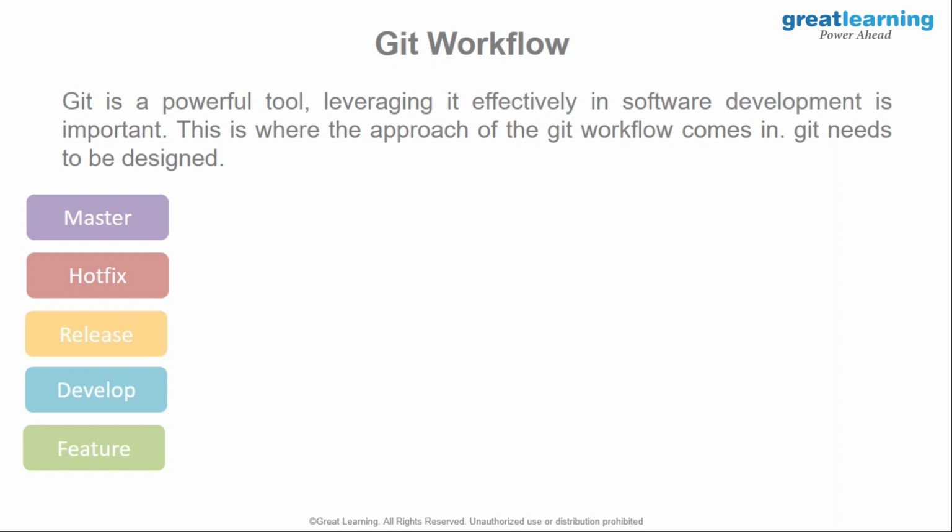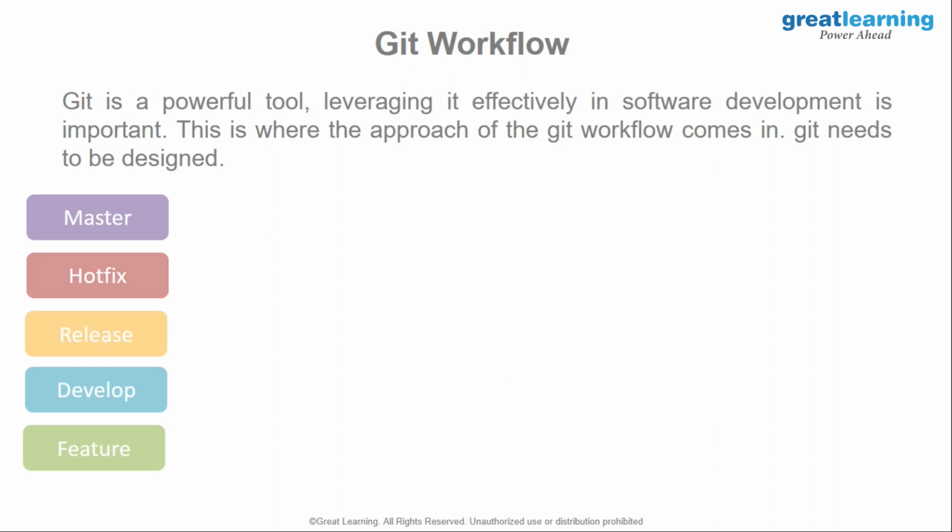This is where the approach of Git workflow comes in. Git needs to be designed. So you need to design a perfect workflow that suits the needs of your team as well as your organization, where you're able to deliver the perfect product with a complex architecture that complements that perfect product, right? So you can see over here, this is just an example where you have master, hotfix, release, develop, and feature. So all of these are different branches.